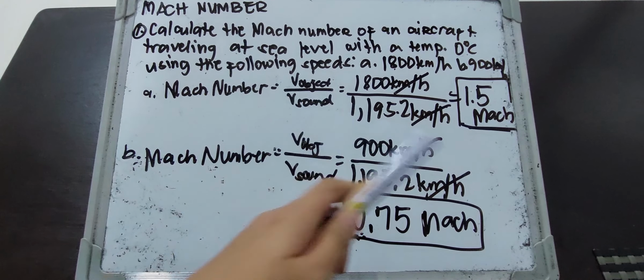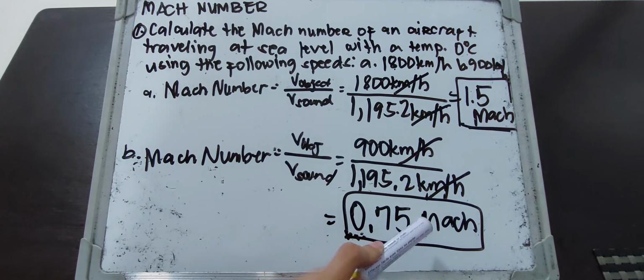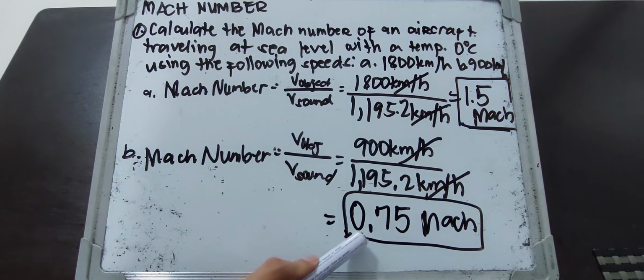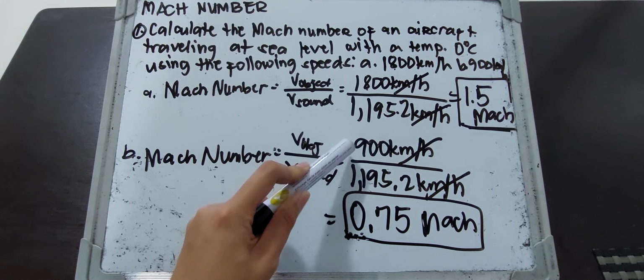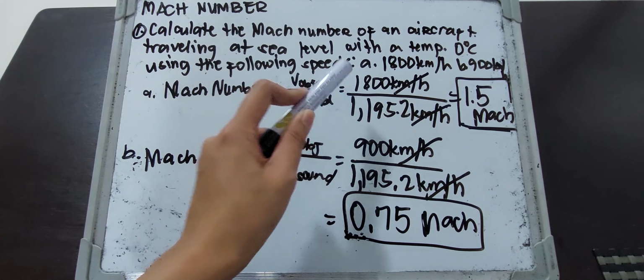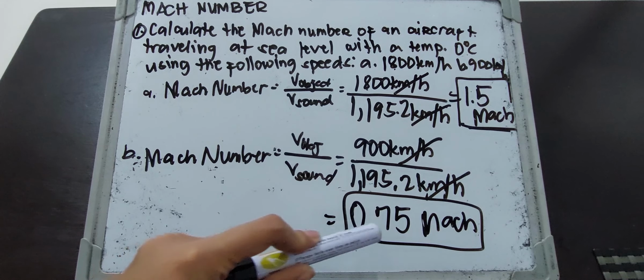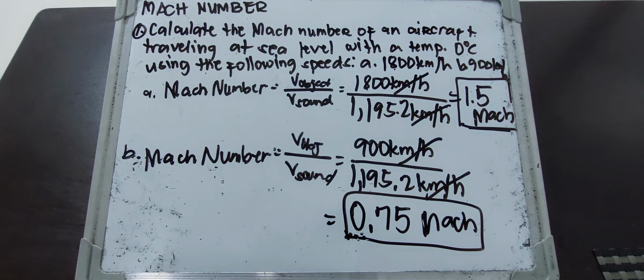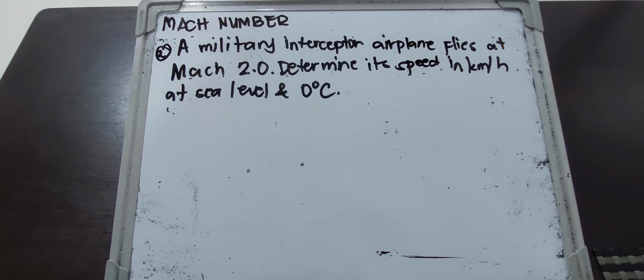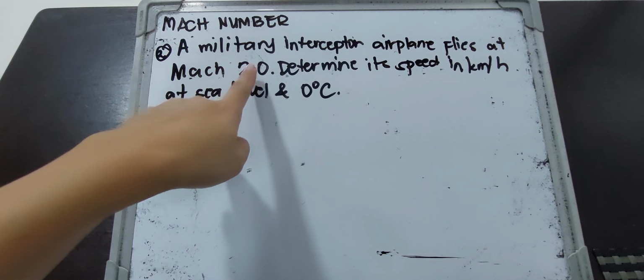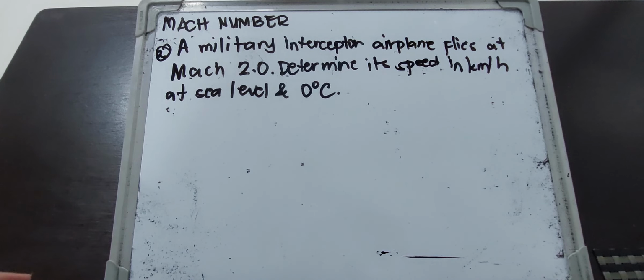So, hindi naman tinatanong kahit hindi nyo i-identify. I only gave an example. So, ayun, kalahati ng 1.5, 0.75, kasi yung speed dito sa letter B ay kalahati din sa letter A. So, our Mach number for B is 0.75 Mach. So, second example, a military interceptor airplane flies at Mach 2. So, given ang Mach number, determine its speed in kilometers per hour.